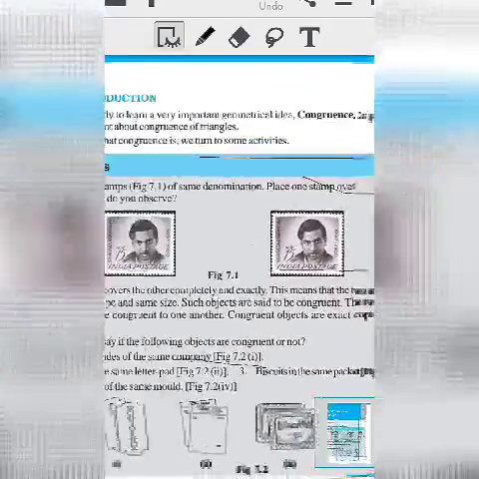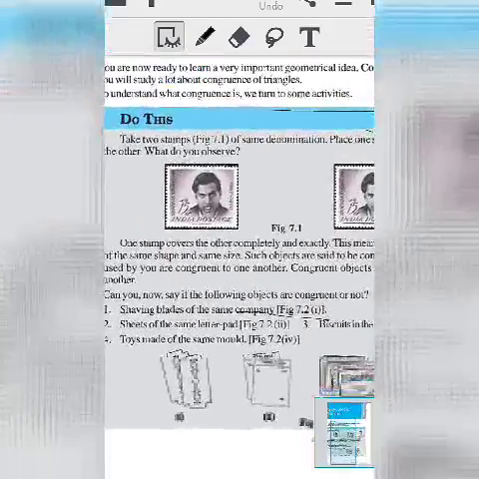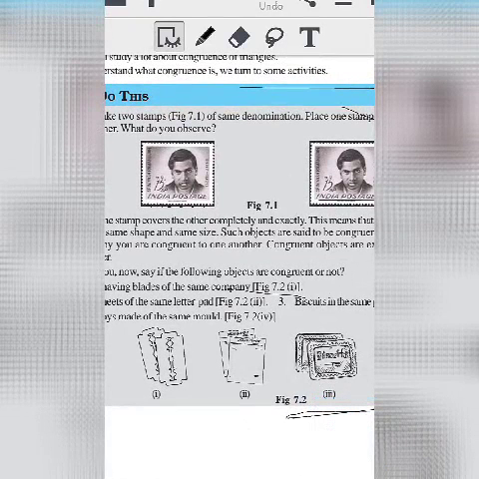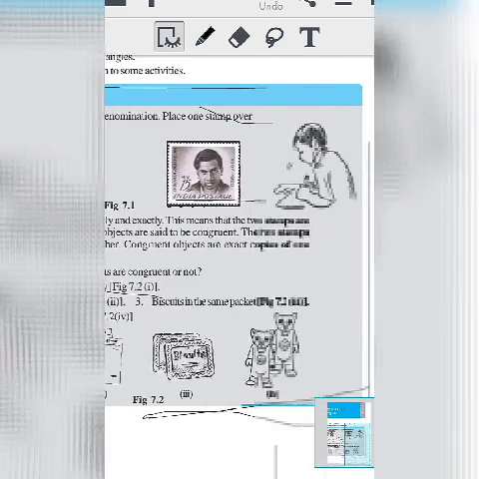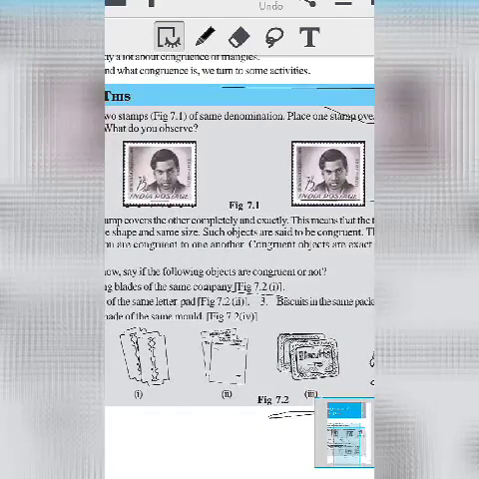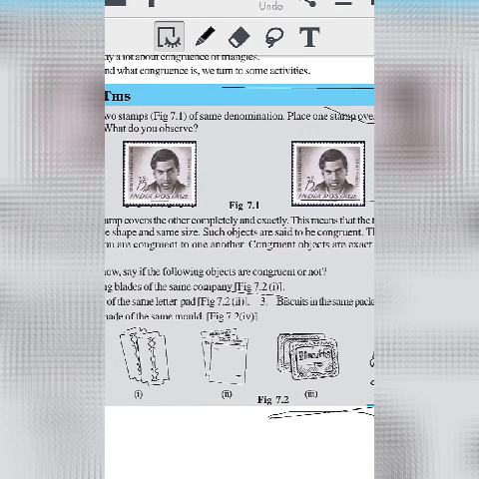Congruence of triangles. Now there is a picture shown here, two identical pictures. They are stamps, and both are of the same type. When you put one stamp over the other, they both will look the same, meaning both will be covering each other. So you understand the idea of congruence.